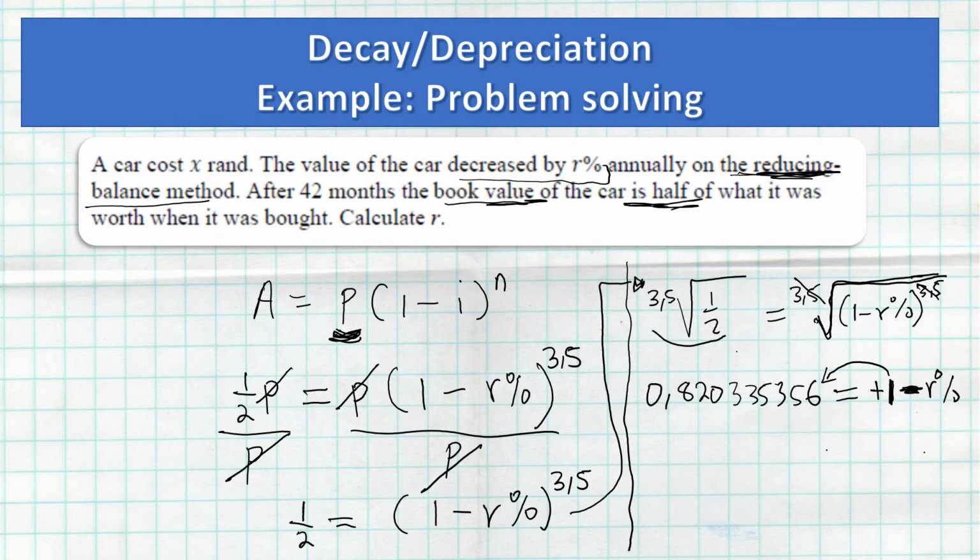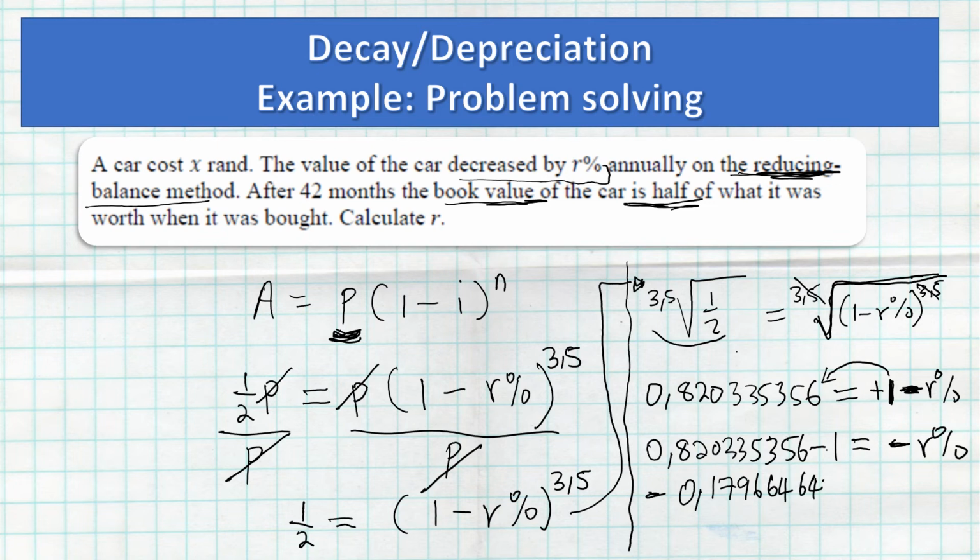Be careful there. So when you take the 1, which is positive, to that side, it is going to be negative. So 0.820335356 minus 1 is equal to negative R%. Let's use a calculator to solve that. When I subtract 1, I'm getting negative 0.179664644 is equal to minus r%.